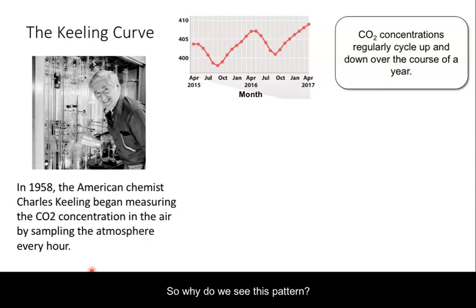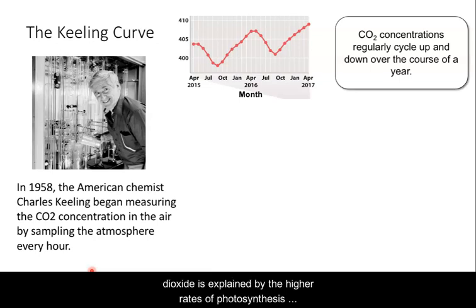So why do we see this pattern? The reason is that the seasonal cycling of carbon dioxide is explained by the higher rates of photosynthesis in the summer and the lower rates in the winter, of course, except in regions near the equator where that pattern doesn't hold true. Cellular respiration, by contrast, tends to remain fairly constant all year.